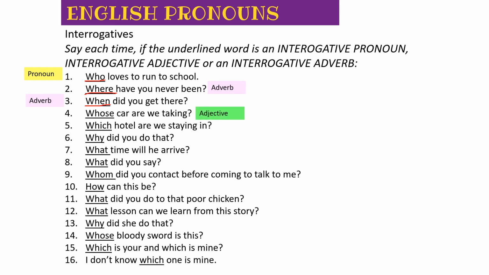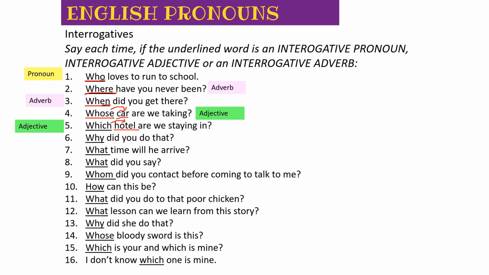That is an interrogative adjective because whose is describing the car, which is a noun. So it's not replacing a noun, it's describing a noun, so it cannot be a pronoun. And it's not describing a verb, it's not describing the talking, it's describing the car. Number five: "Which hotel are we staying in?" Again, that's an interrogative adjective because which is describing the hotel, which is a noun.